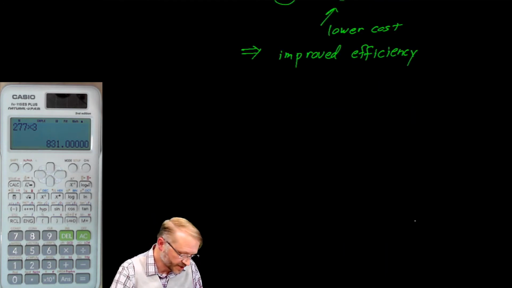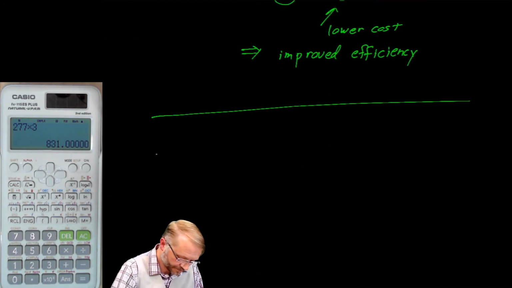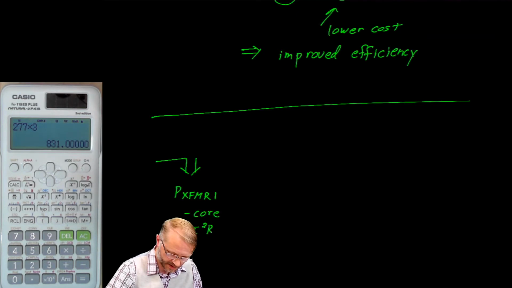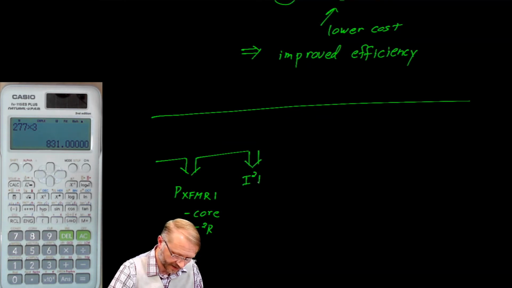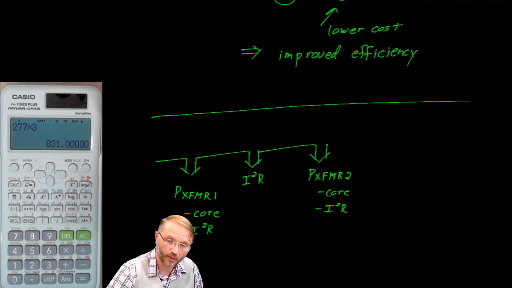When we talk about efficiency, we generally show things as a power flow diagram. In this case, we could talk about the power in the transformer, XFMR1. There we'd have something called core losses and I squared R losses because of the wire that makes up the winding of the transformer. We could talk about the transmission line itself. Again, we mentioned it has I squared R losses. Then we arrive at the second transformer, XFMR2. We have core losses and more I squared R losses because of the windings in that transformer.